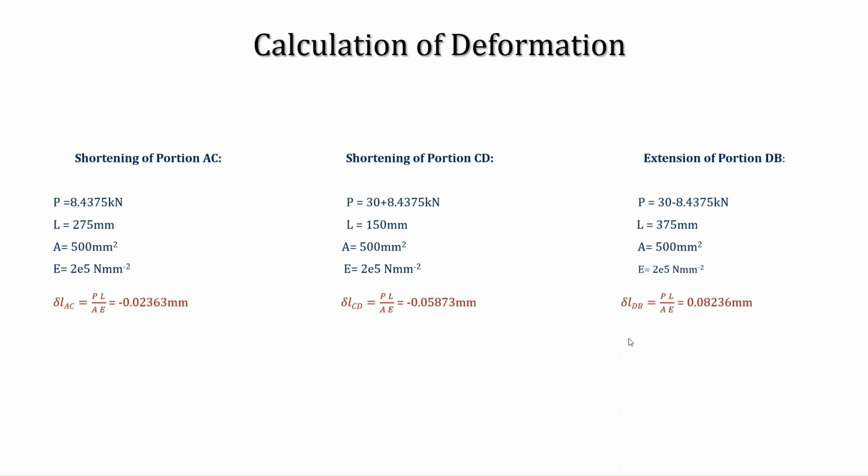And next is the portion DB where a tensile load is applied. So we do get the value of elongation in the DB, which is equal to 0.08236 mm. So we do know that the sum of the deformations upon all the sections will be equal to 0, because the bar is subjected to constraint at both its ends and it is not having any portion for the elongation to occur. So the total deformation will be equal to 0.